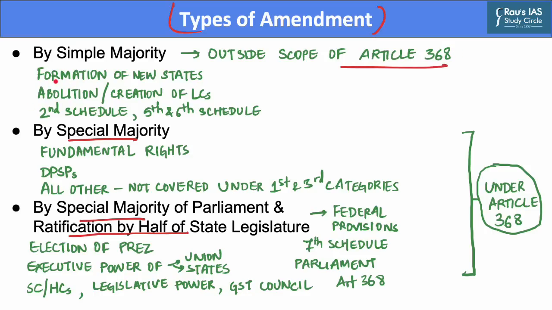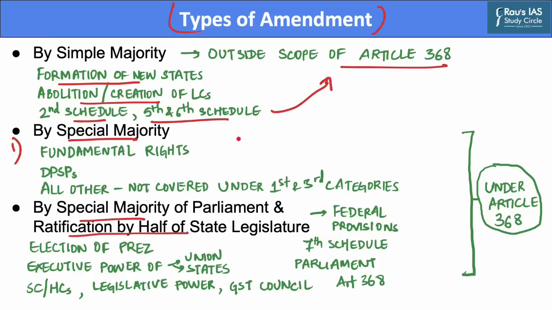These provisions include admission or establishment of new states, formation of new states, and alteration of boundaries, areas, or names of existing states, abolition and creation of legislative councils in the state, and amendment to the second schedule, fifth and sixth schedule also fall outside the purview of Article 368.